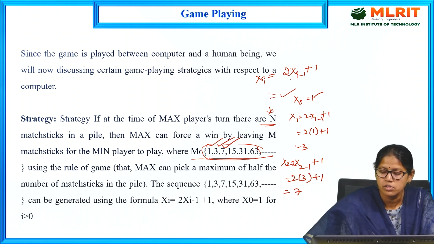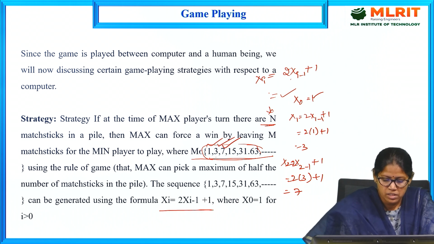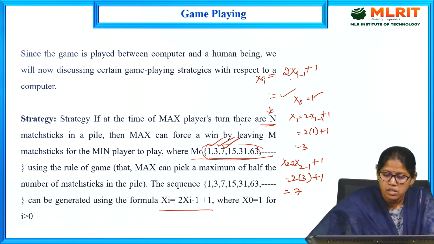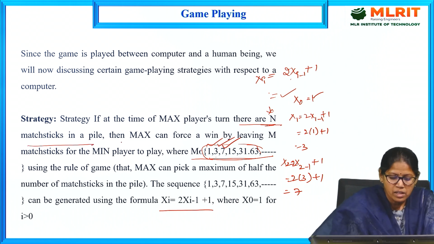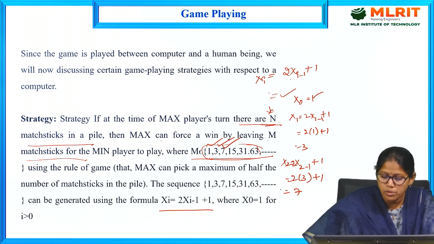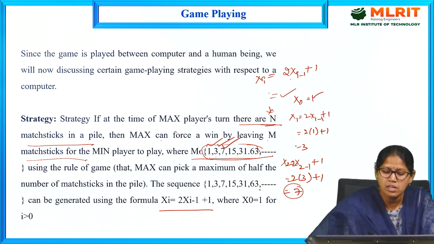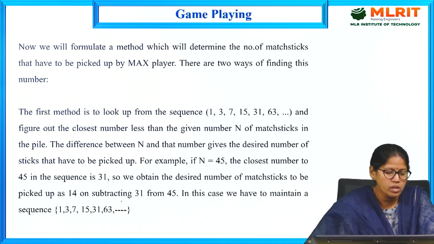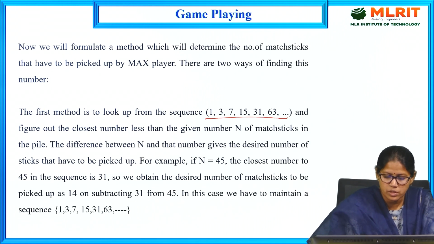So this is one of the strategies. There are n matchsticks in a pile. Then max can force a win by leaving m matchsticks for the min player to play. So using this strategy, leave these many sticks to be taken by the min player. Then max is forced to win. Okay, so this is the sequence.